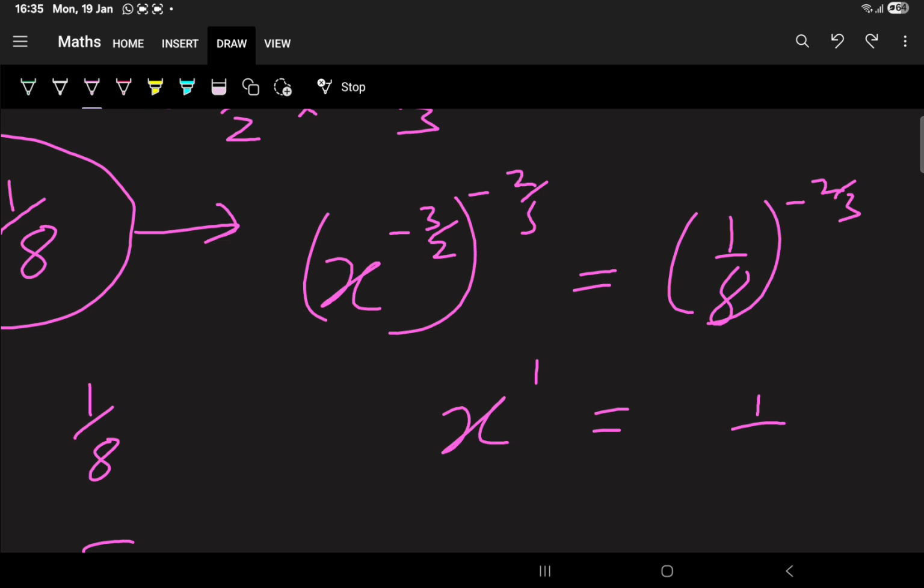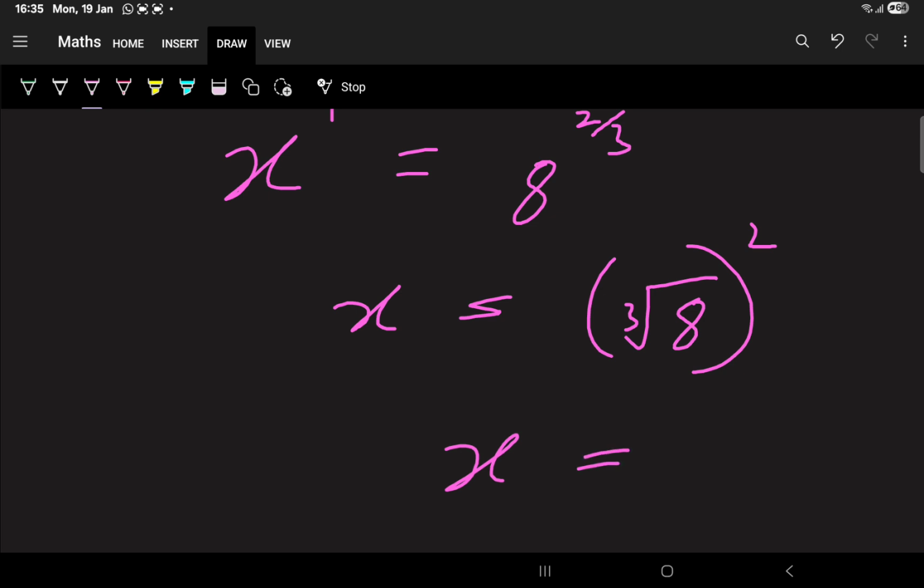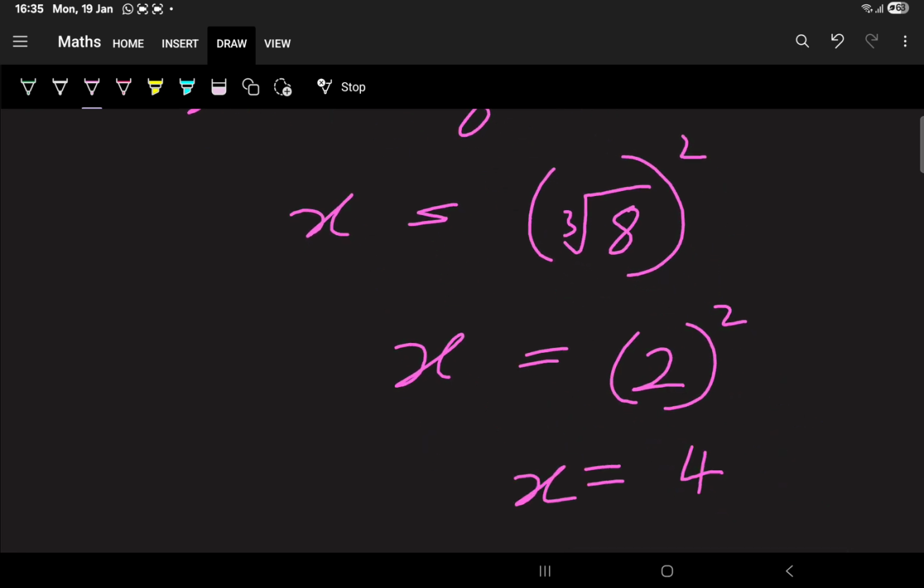Or simply, since we know from a law of indices, when you have a negative exponent, you take the inverse of the base, which in this case is 1 over 8. So that is going to be 8 to the exponent of 2 over 3. Now x is going to equal, this is the same as saying the cube root of 8, all squared. Now the cube root of 8 is 2, and the square of 2 is 4, so x is equal to 4.